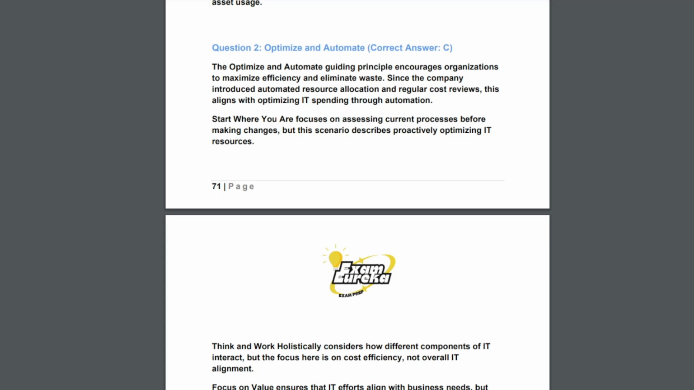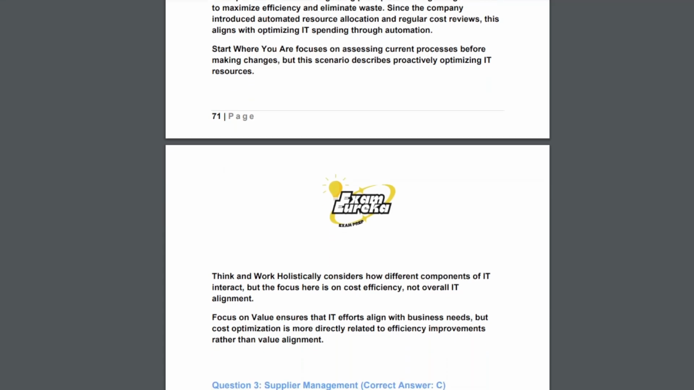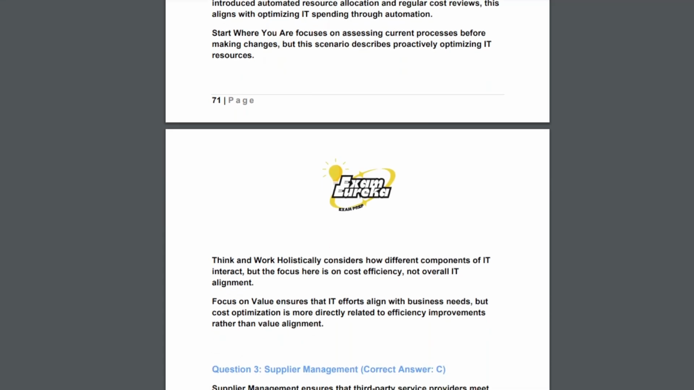The incorrect answers here were start where you are, as start where you are focuses on assessing current processes before making changes, but this scenario describes proactively optimizing IT resources. Then you got think and work holistically. Think and work holistically considers how different components of IT interact, but the focus here is on cost efficiency, not overall IT alignment. And finally, you have focus on value. Focus on value ensures that IT efforts align with business needs, but cost optimization is more directly related to efficiency improvements rather than value alignment.